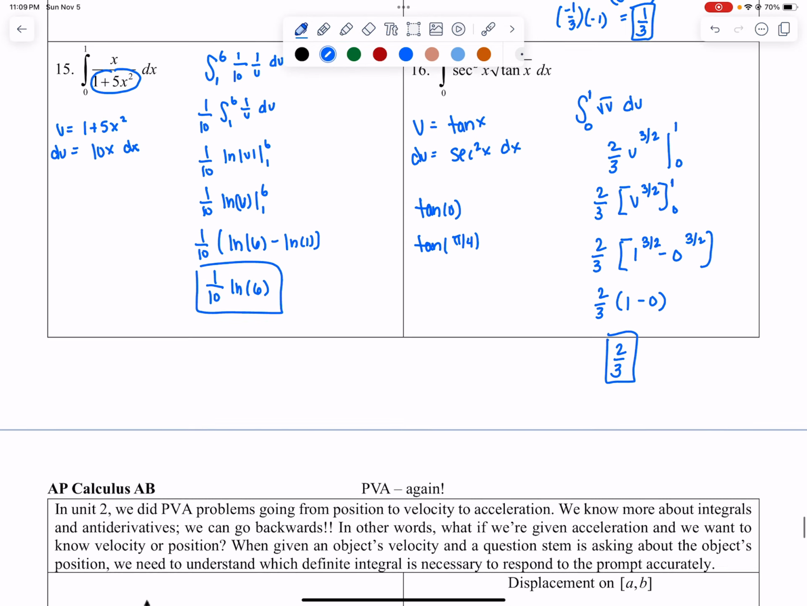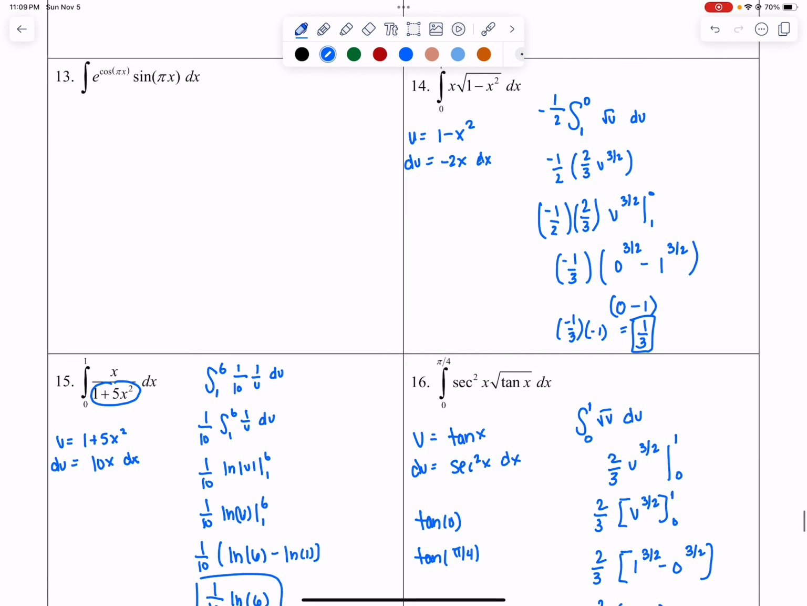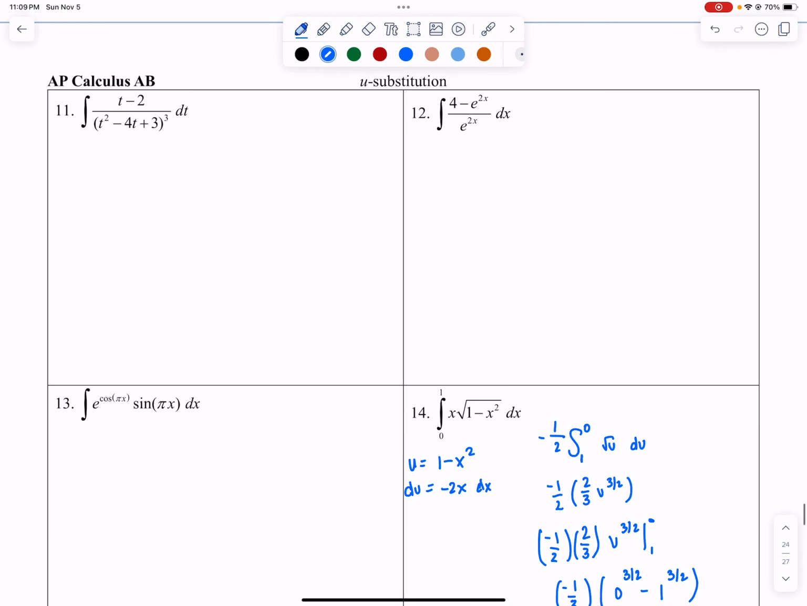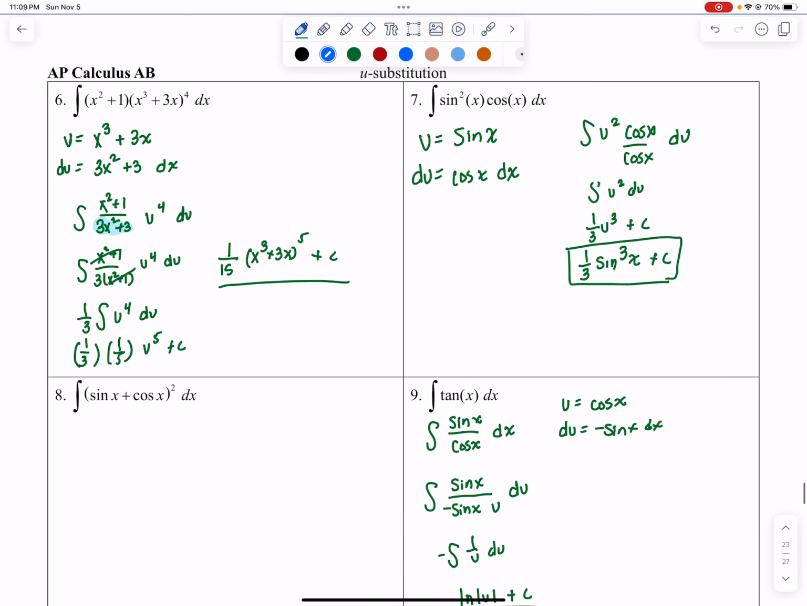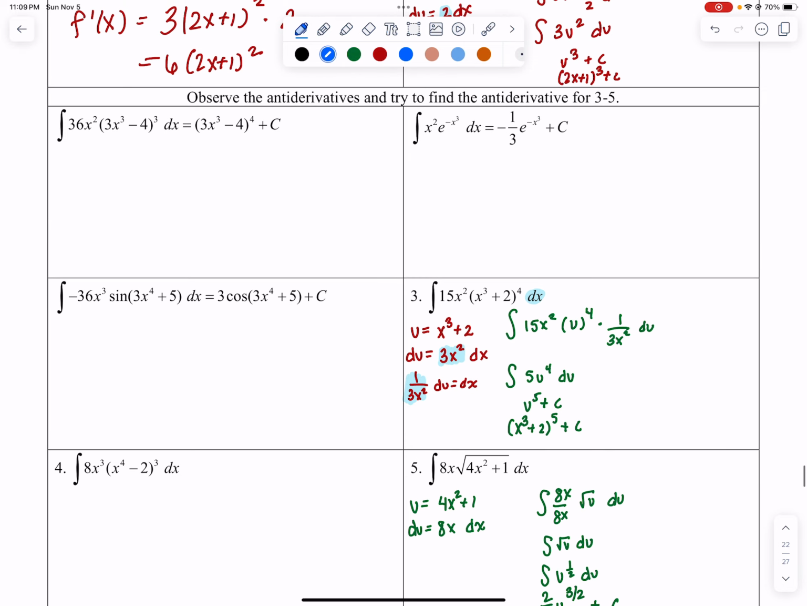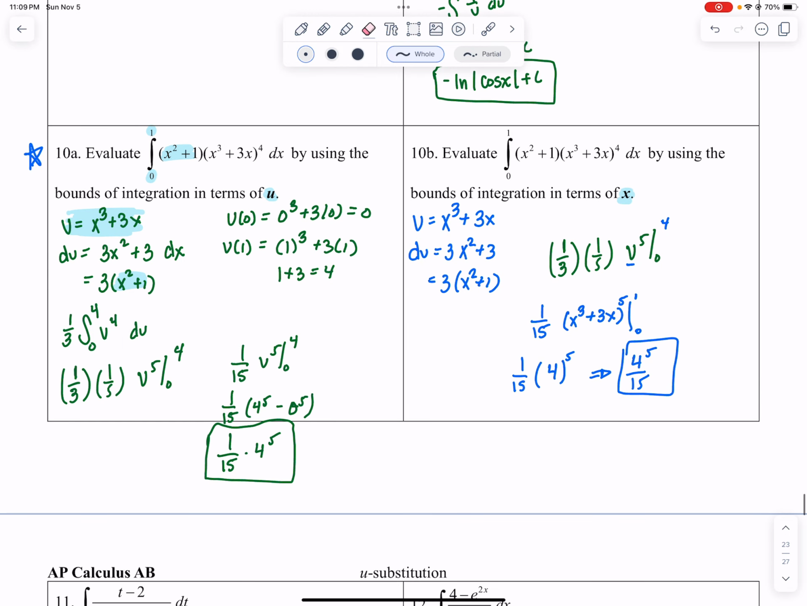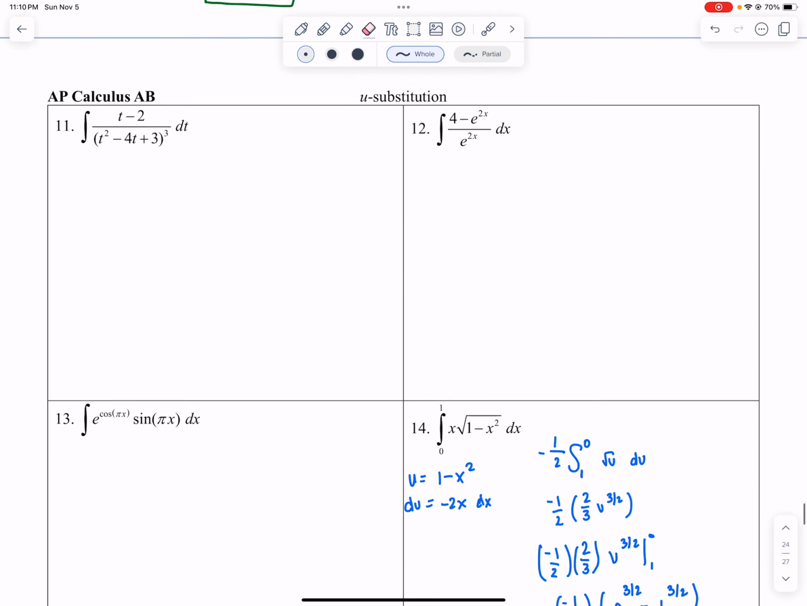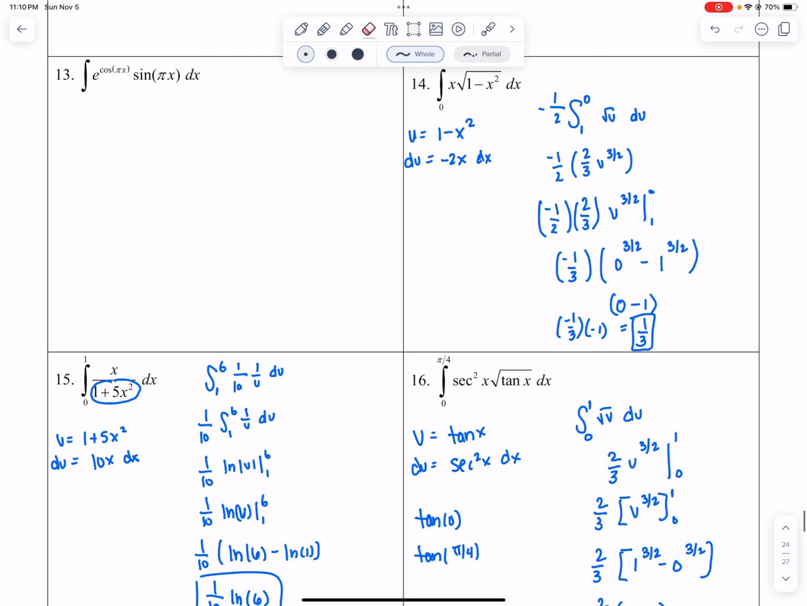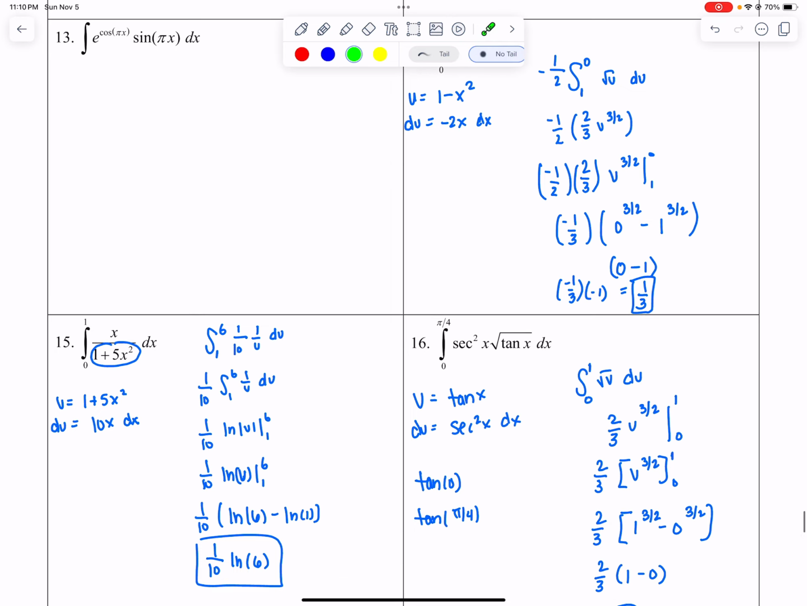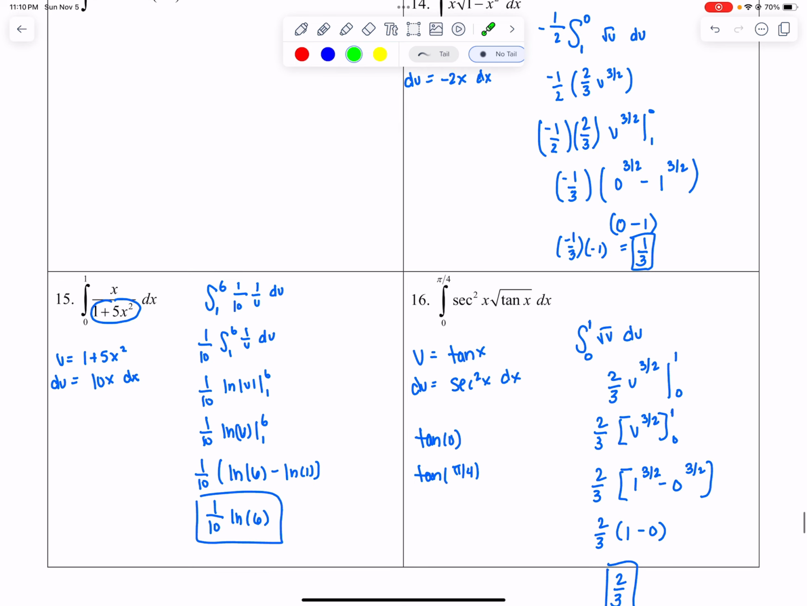All right. There are some problems that we haven't done, like 13, 12, 11, 8, these 4. So do those for practice, and then whenever we get into class, we'll do more in terms of these types of problems and changing my bounds to be in terms of u instead of x.